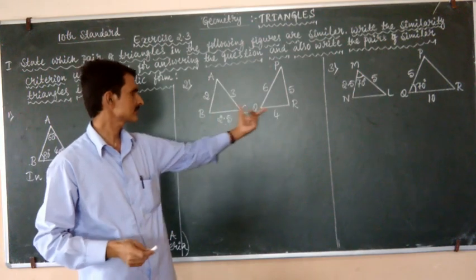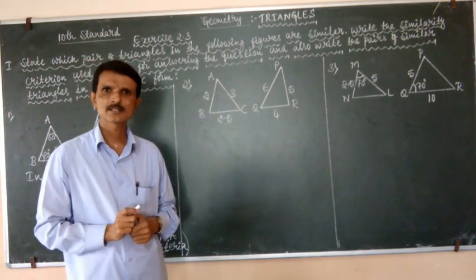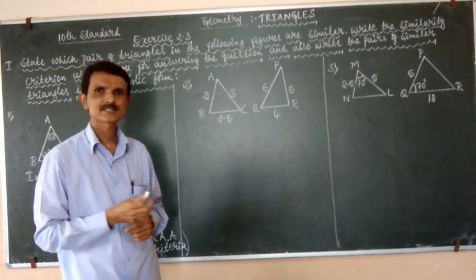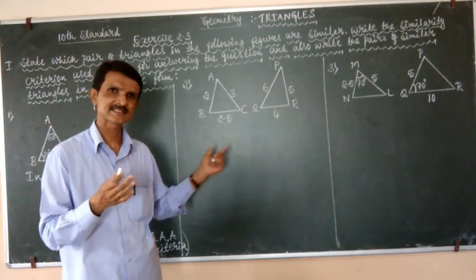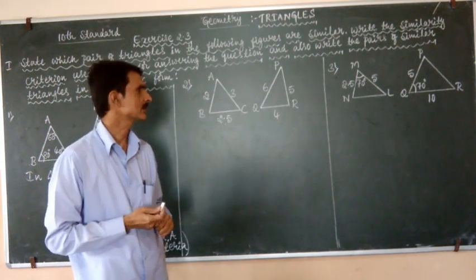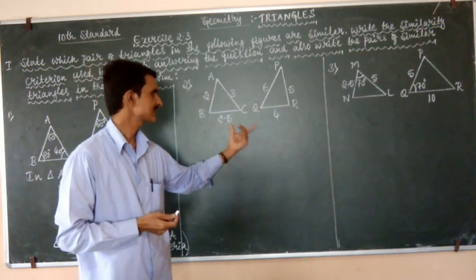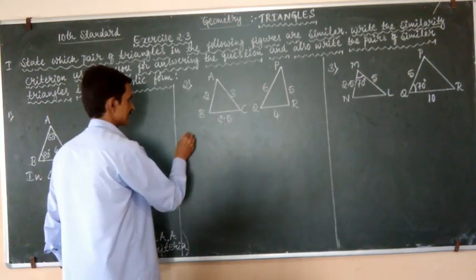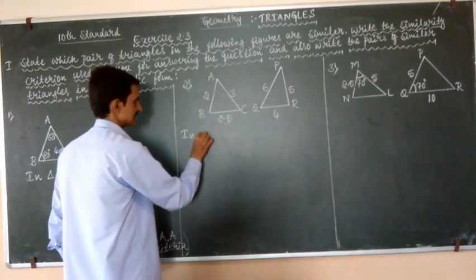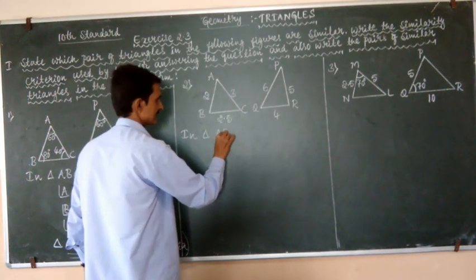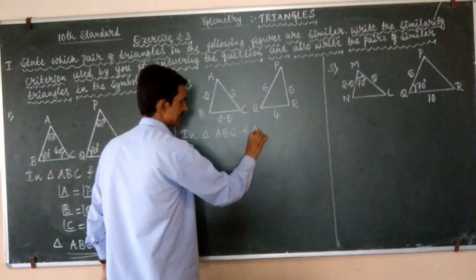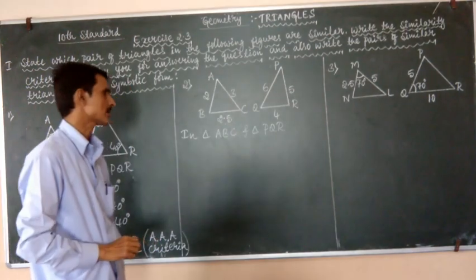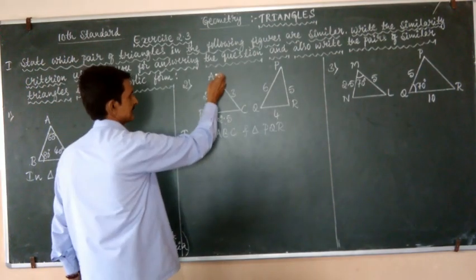So if you observe the given data, we can apply side criteria to solve this problem, or to show the similarity of the triangles. Now students, we will write. In triangle ABC and triangle PQR.